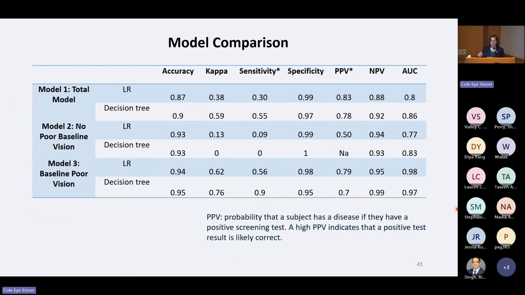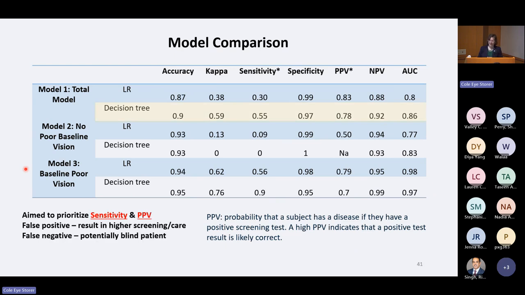And so now looking at our models. So again, model 1 is our total model. Model 2, we stratify by having no baseline poor vision. And model 3, we had baseline poor vision. And so 2 things I want to highlight here. For these analyses, we aim to prioritize sensitivity and positive predictive value.